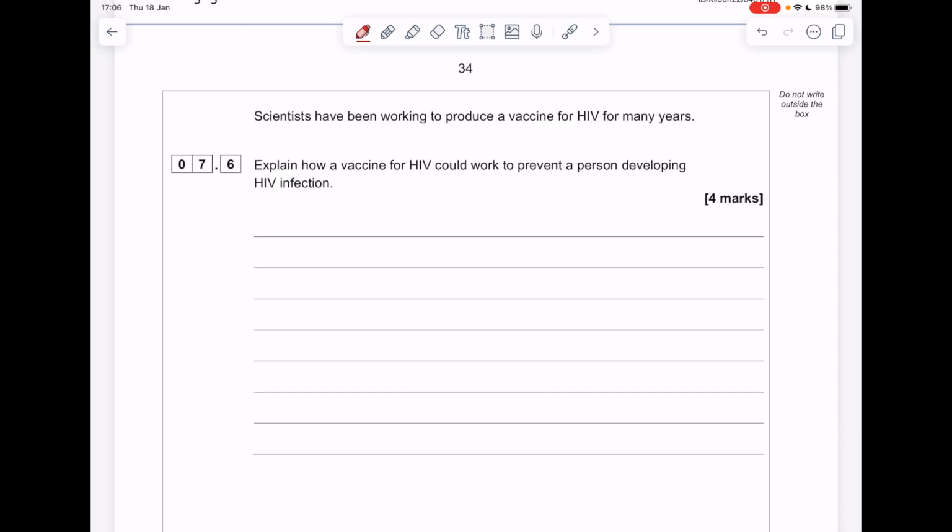Scientists have been working to produce a vaccine for HIV for many years. Explain how a vaccine of HIV could work to prevent a person developing HIV infection. So let's talk about how a vaccine works. So weakened or dead HIV is injected into the patient.